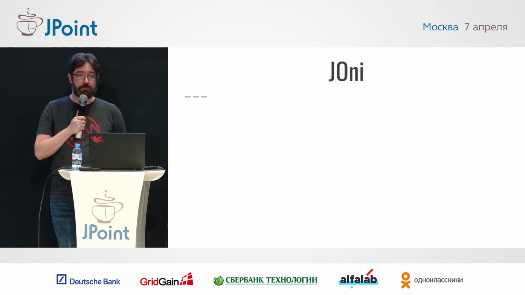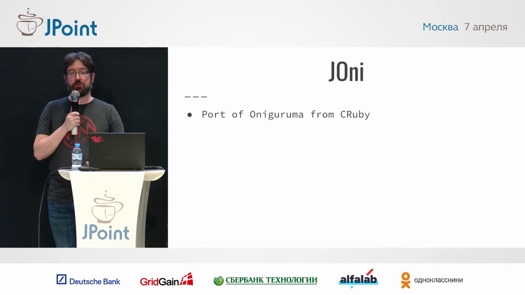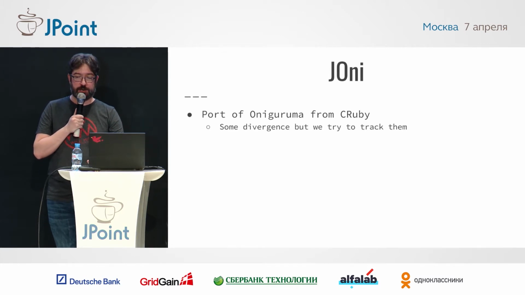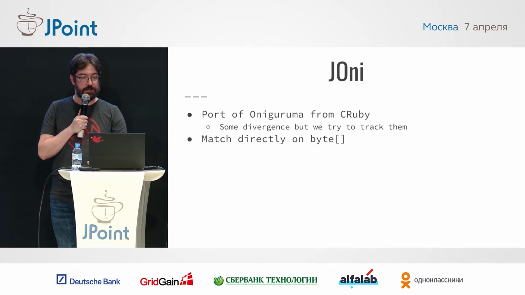So Joni, which stands for J Oniguruma, is a port of the Oniguruma library from C Ruby. This is a C implementation of a regular expression engine that allows you to have any arbitrary encoding for the bytes that you match. It's pretty magical, a regular expression engine that does not force a particular encoding upon you. There is some divergence from C Ruby, but we largely have been tracking their features.